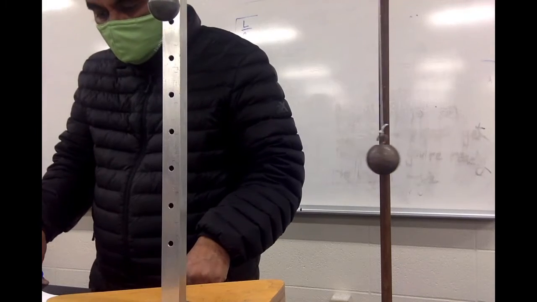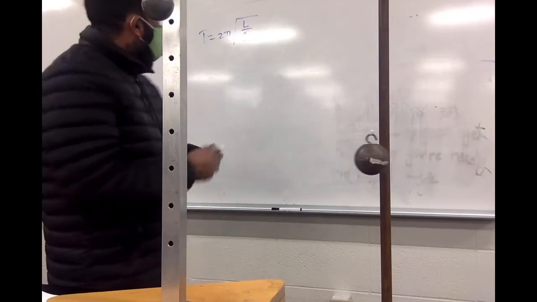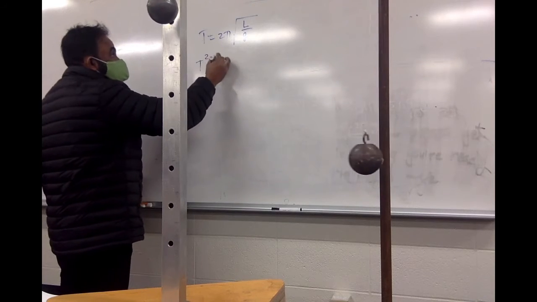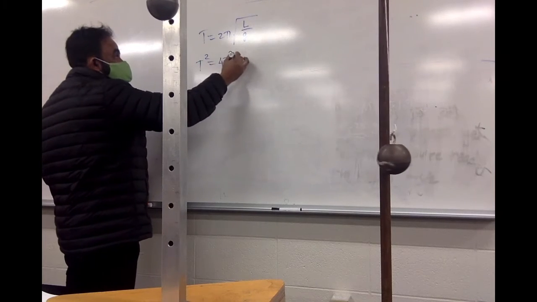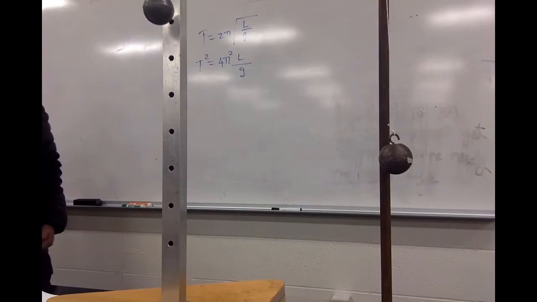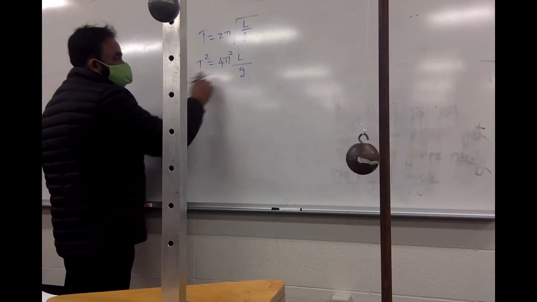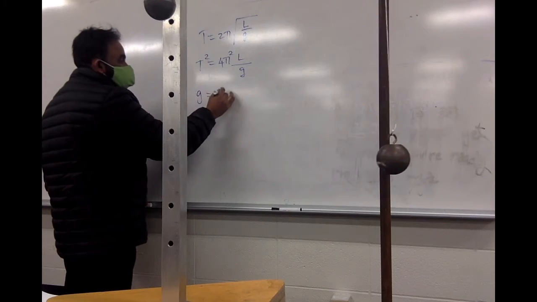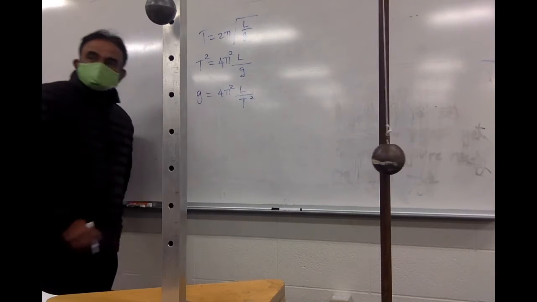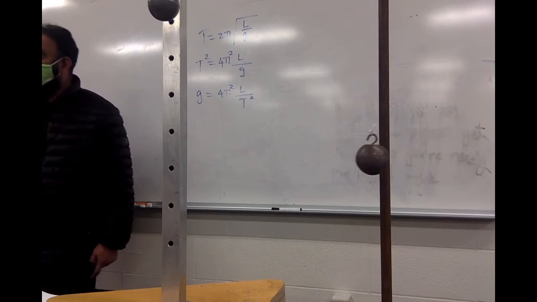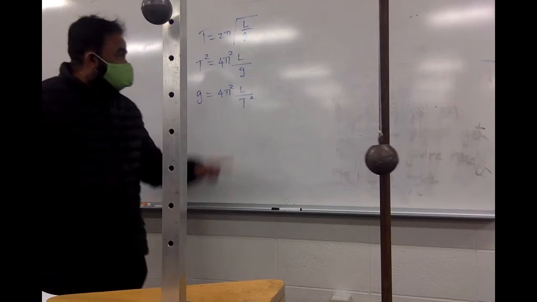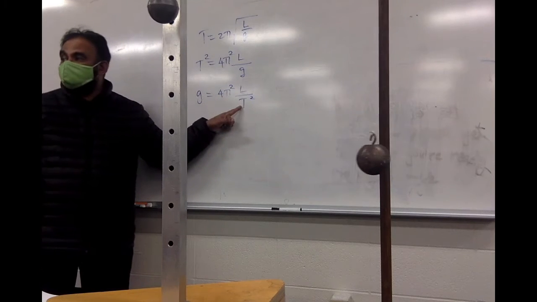What you do is, to get rid of the square root sign, we square both sides. So when you square both sides, we get this. And then if you make g the subject of the equation, we get this. Say again? Yes, you're going to change the length and get the respective timing.